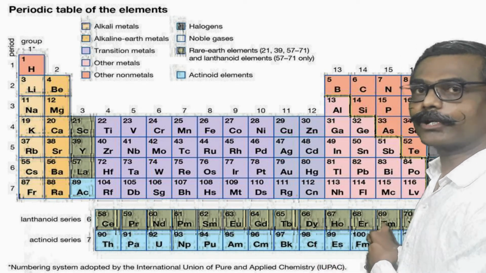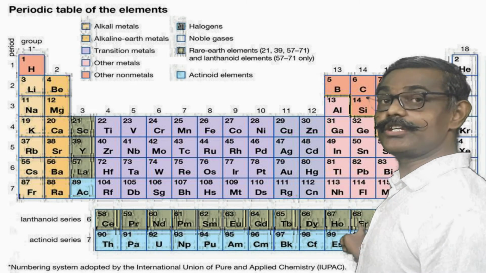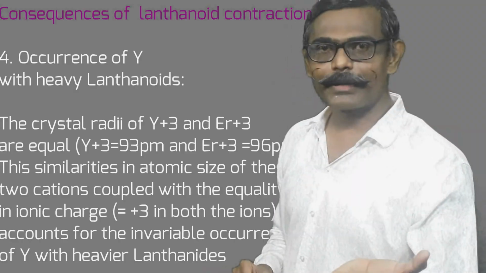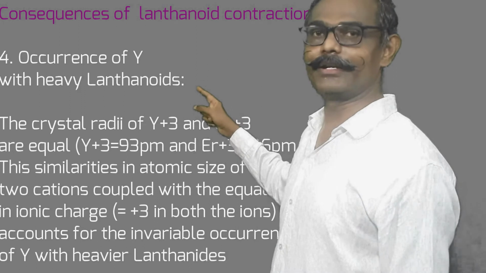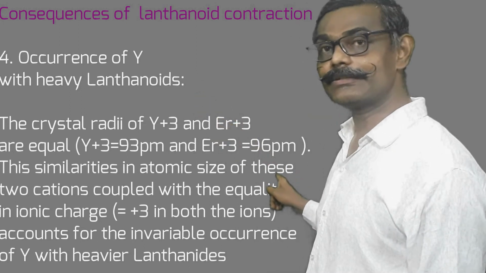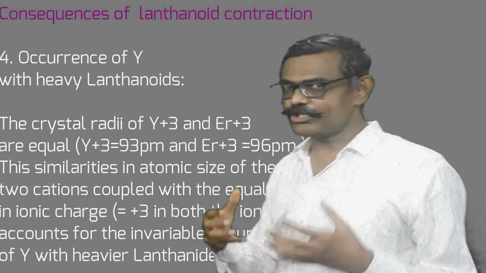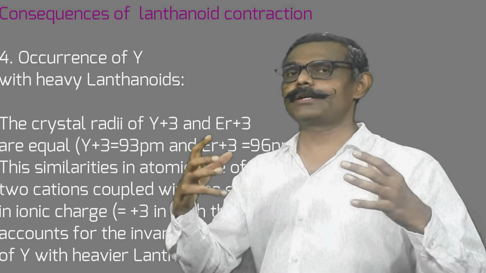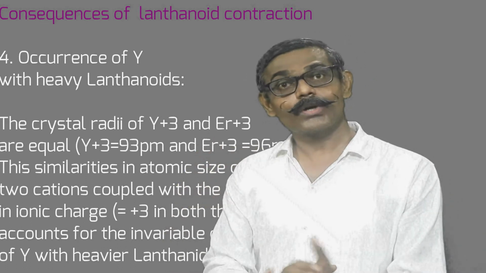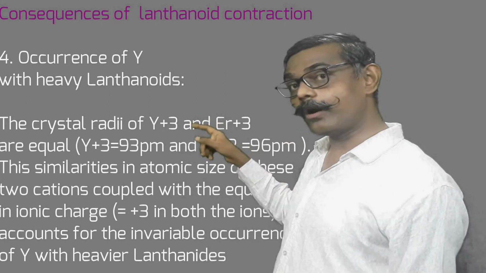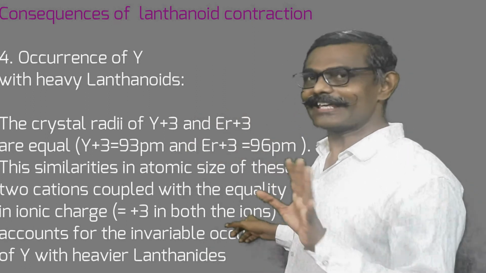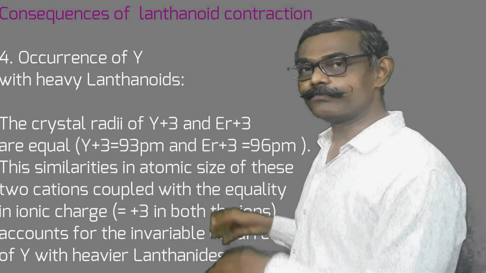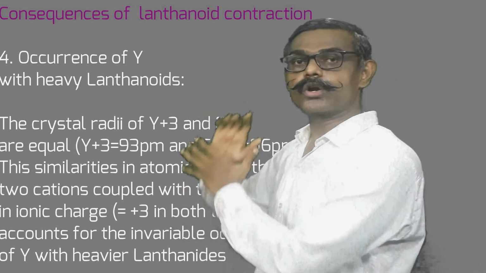And where the sizes are equal, the size of erbium plus 3 was found to be the same as yttrium plus 3. So yttrium plus 3 is 93 picometer and the size of erbium plus 3 is 96 picometer. Since their charges are the same and sizes are the same, properties will be the same, so they will occur together. So the occurrence of yttrium, a D block element, along with heavier lanthanoids, F block elements, is a fourth consequence of lanthanoid contraction.